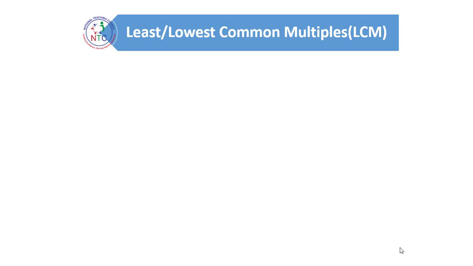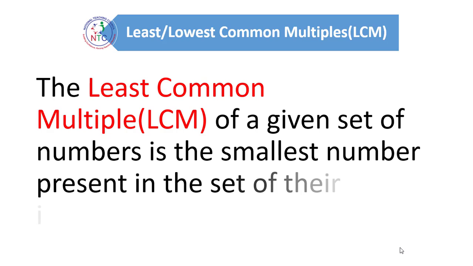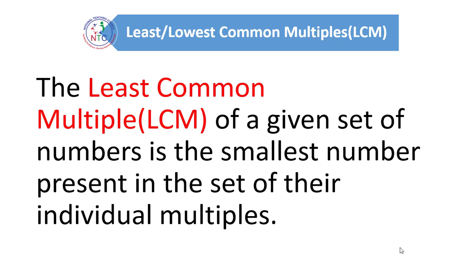Now let's look at the lowest common multiple, LCM. The least common multiple of a given set of numbers is the smallest number present in the set of their individual multiples. In other words, it is the smallest number divisible by those given set of numbers.